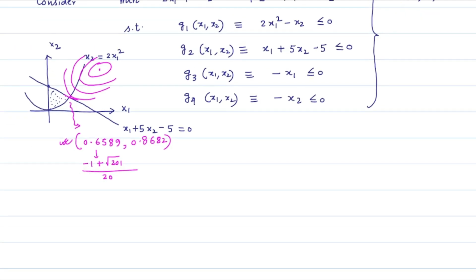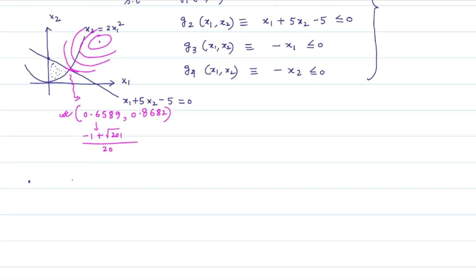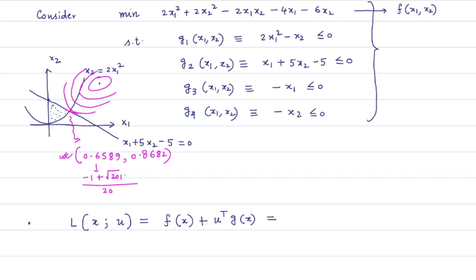To apply the sequential quadratic programming approach, we at first find the Lagrangian function for the generic variable x with given Lagrange multipliers u. Notice that by definition, it is the expression f(x) plus u transpose g(x), right? Here u has four components because u is associated with all these inequality constraints. There are four inequality constraints and therefore in this vector u we have four components.